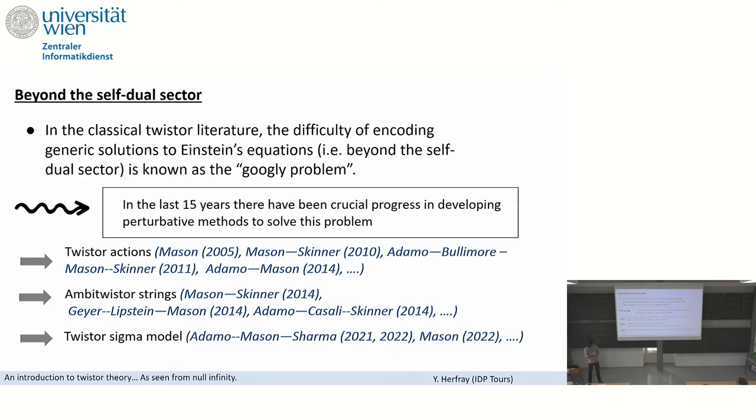Yeah, this is gravity. This is scattering of gravity on Minkowski spacetime. So it's another way you're using twistor methods to do a perturbative treatment of gravity on Minkowski spacetime. So for gravity, it doesn't work so well. But for Yang-Mills, it's very clean.